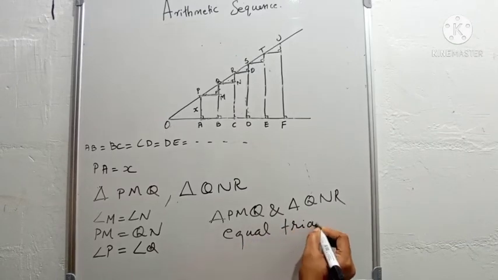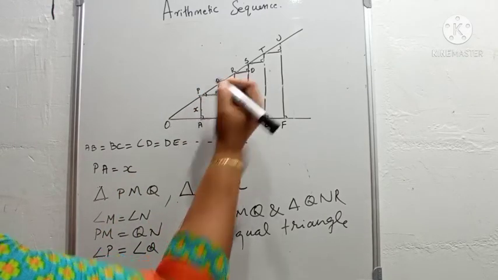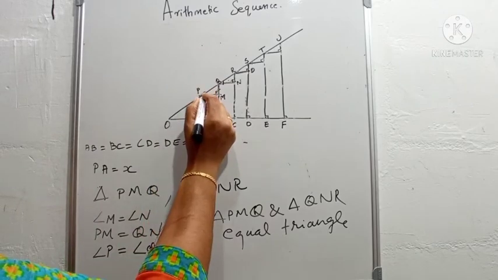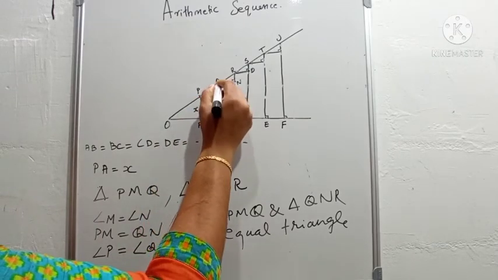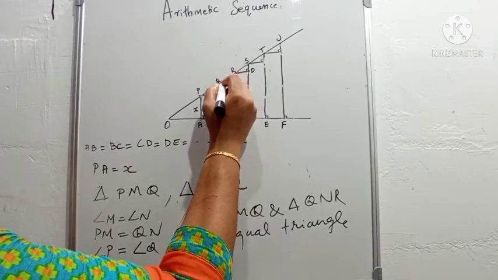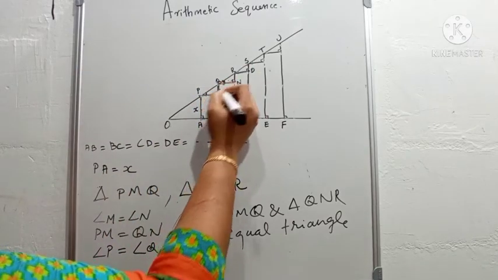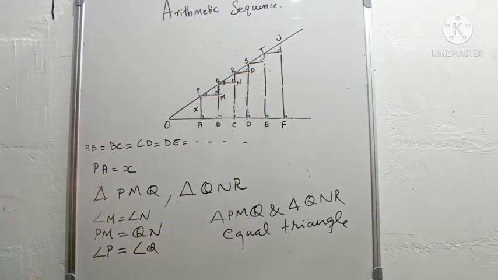Okay, what is special about equal triangles? For equal triangles, the angles opposite to equal sides are equal. Similarly, the sides opposite to equal angles are also equal. So, we have these two angles are equal. Then the side opposite to this angle P is this MQ, right? And the side opposite to this angle Q is RN. So, we have this QM and this RN are equal.